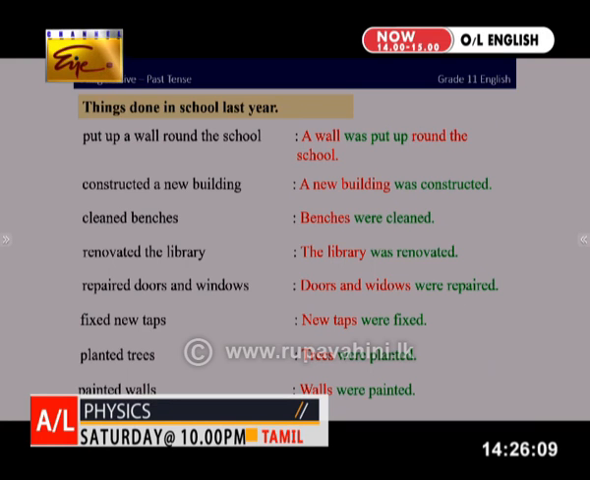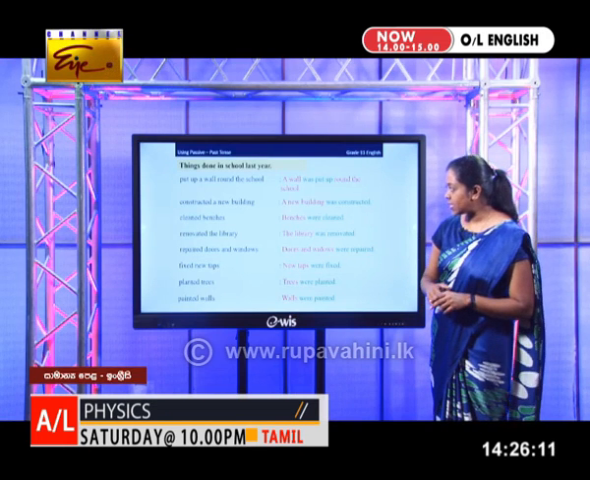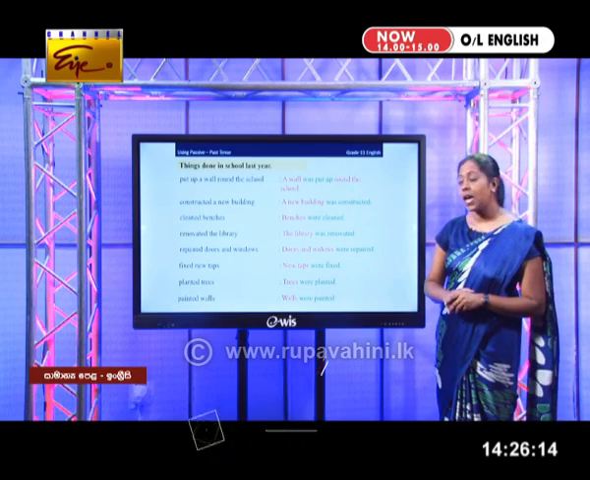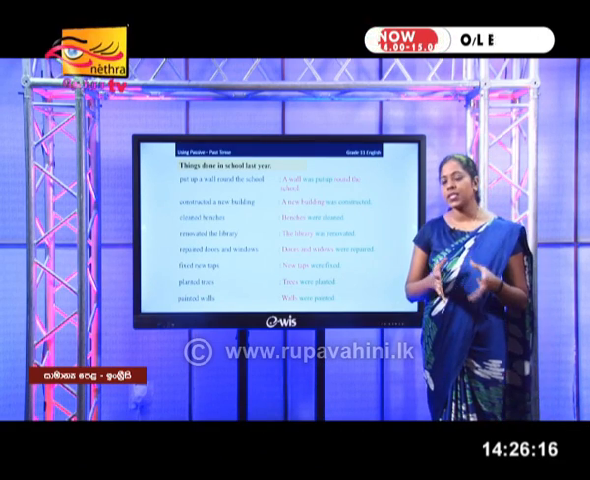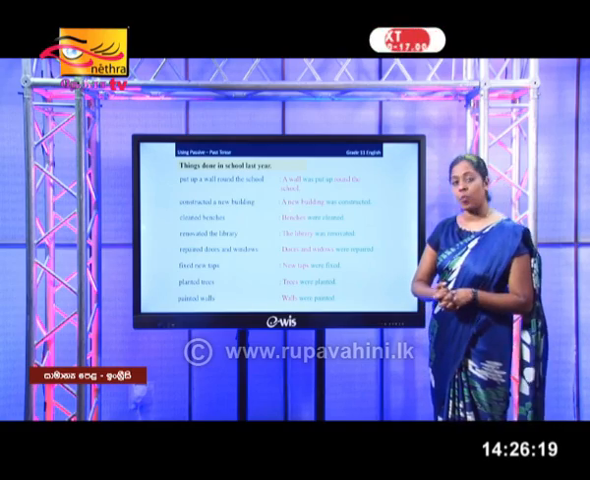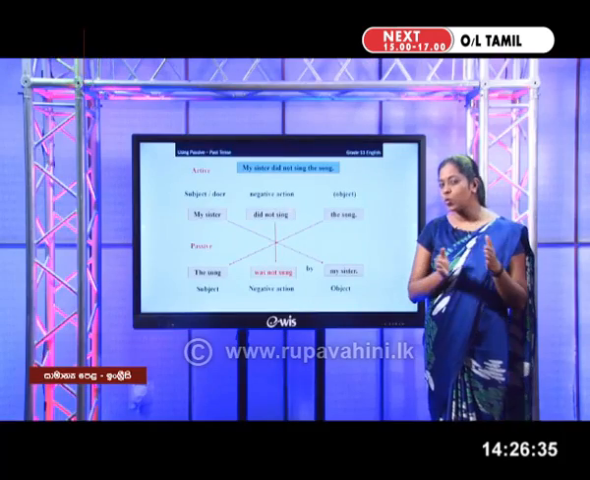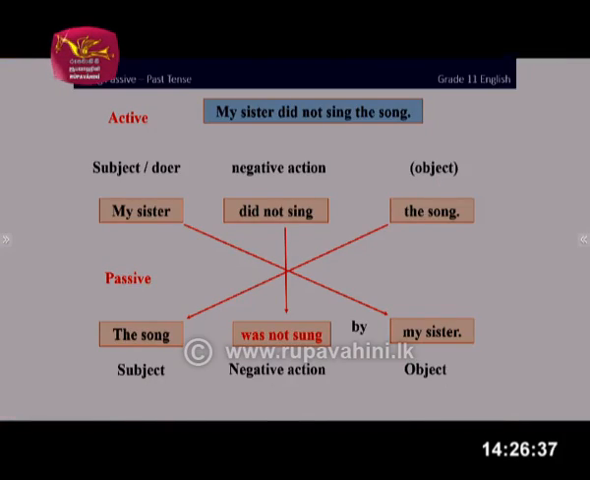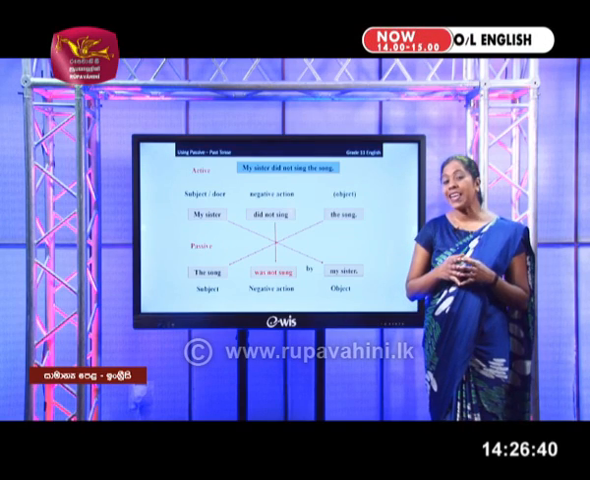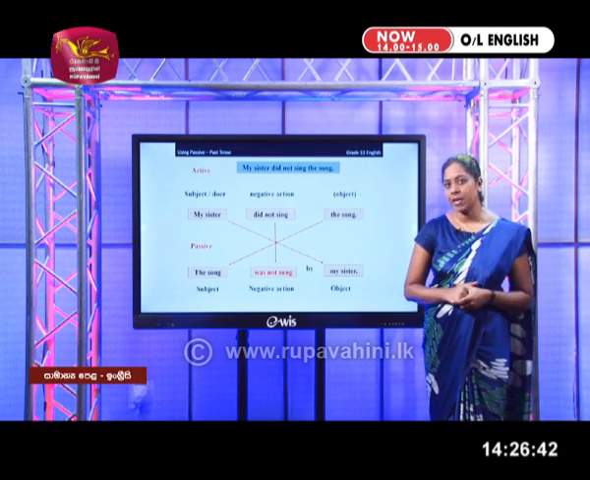Walls were painted. If you observe all these sentences, you can clearly see how we have used only the subject and the verb in the passive form. It is clearly shown in two different colors. Hope that is clear. Right, so all this time we have been discussing how to change an active statement into passive. And now I am going to move on to another section, that is, I am going to teach you how to change a negative sentence into passive form.